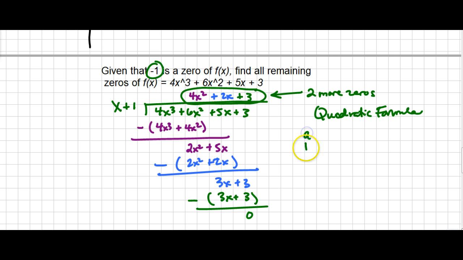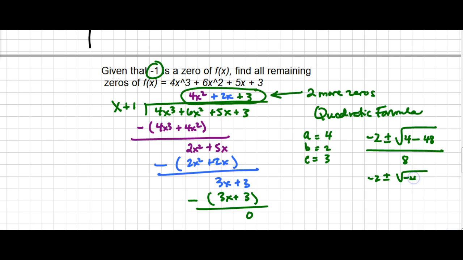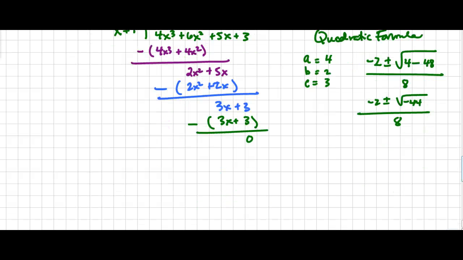You're going to list out A, B, and C. A is 4, B is 2, C is 3. And we're going to do opposite of B, plus or minus the square root of B squared minus 4 times 4 times 3. 4 times 4 is 16, times 3 is 48. We are subtracting that. On the bottom, 2 times A. Now when you simplify here, you're going to get negative 2 plus and minus the square root of negative 44. Now don't panic, all that means is our other 2 answers are going to be imaginary.